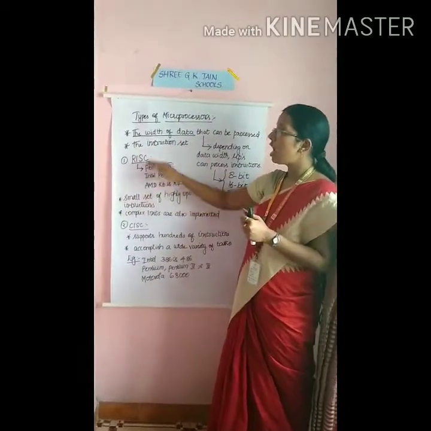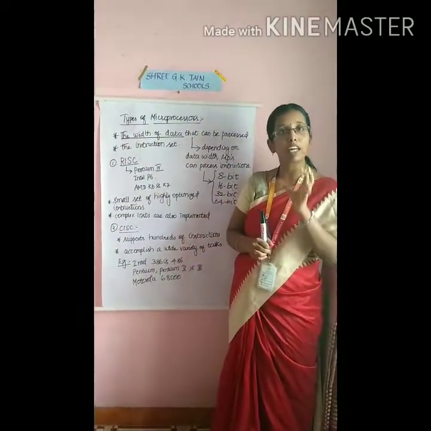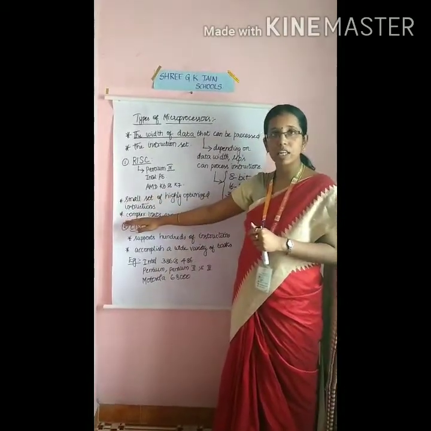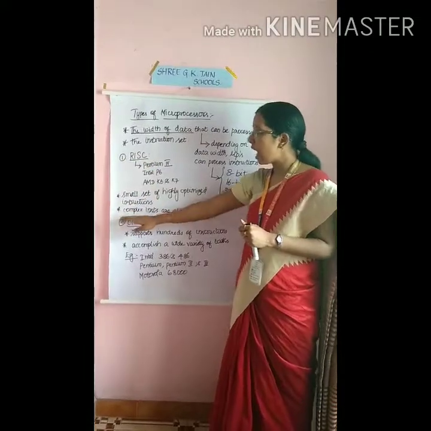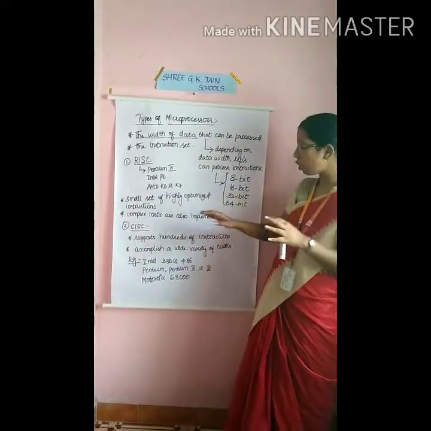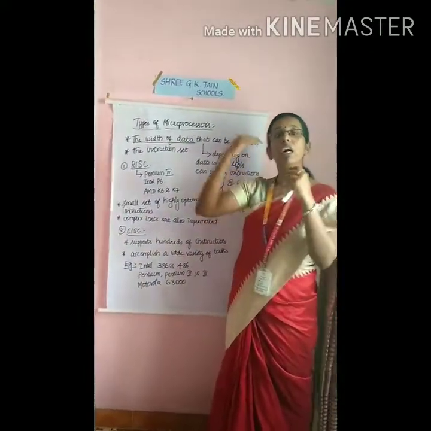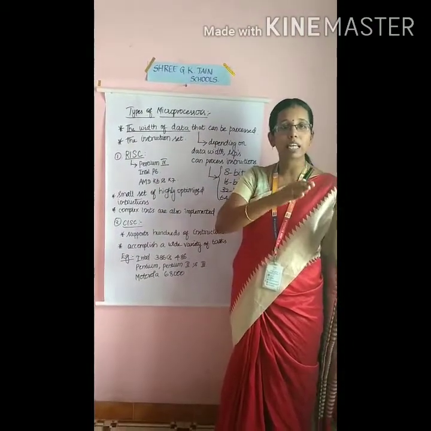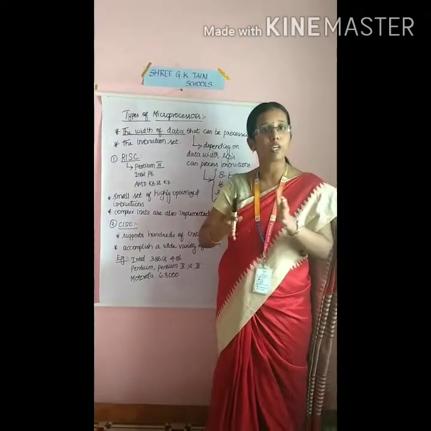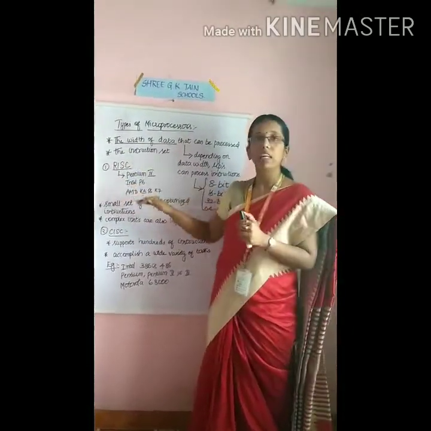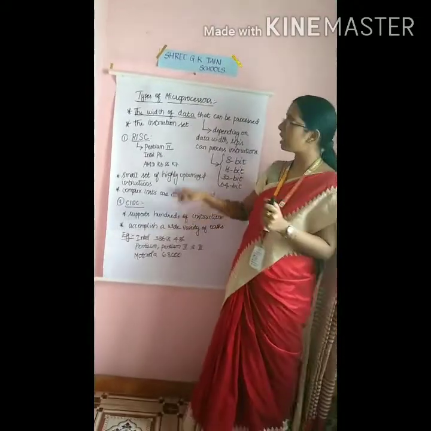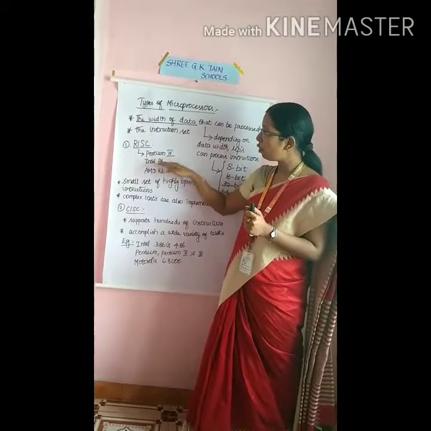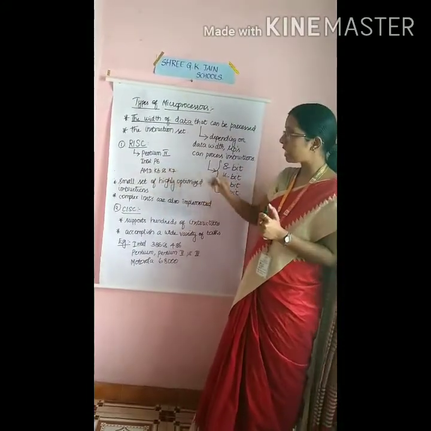Coming to RISC, I told you it's reduced. A small set of highly optimized instructions is taken care of by this, and the complex instructions are also implemented by using the simple instructions, so that the size of the instruction set is reduced. That is why it is called reduced instruction set computers. These are the examples of RISC: Pentium 4, Intel and AMD K6 and K7.